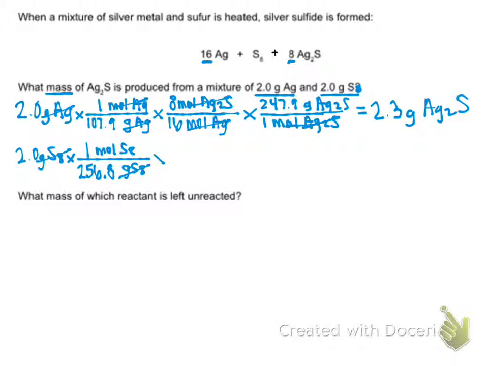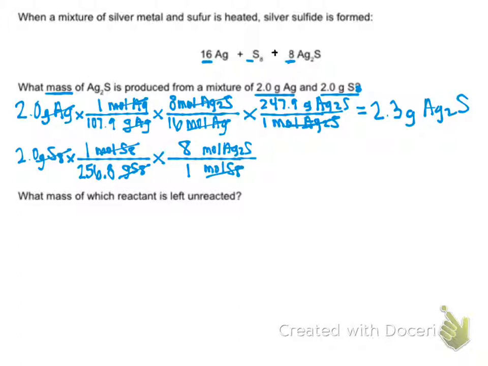Now you can do your mole ratio. So you've got moles S8 on the bottom, 2 moles Ag2S on top. And if you look at your balanced equation, it is 1 to 8. So 1 S8 for every 8 Ag2S. Moles S8 will cancel out.